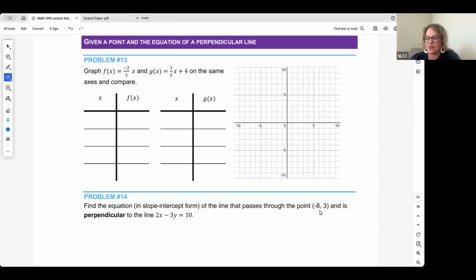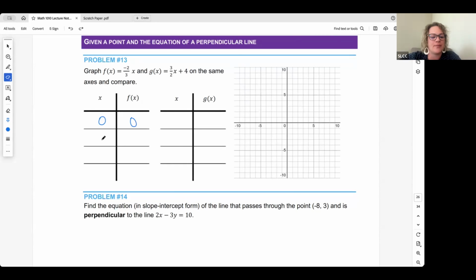All right, let's check out problem number 13. Let's plot some points so that we can graph f of x. If I plug in 0 for x, the corresponding y value is 0. If I plug in 1, I get negative 2/3. Oh, that's kind of weird. How am I going to graph that here? Should I pick a different point? What should I plug in to make this a better number to graph?